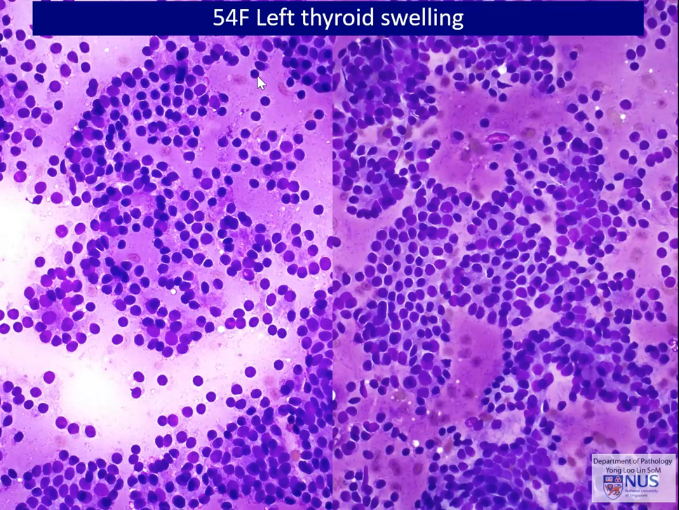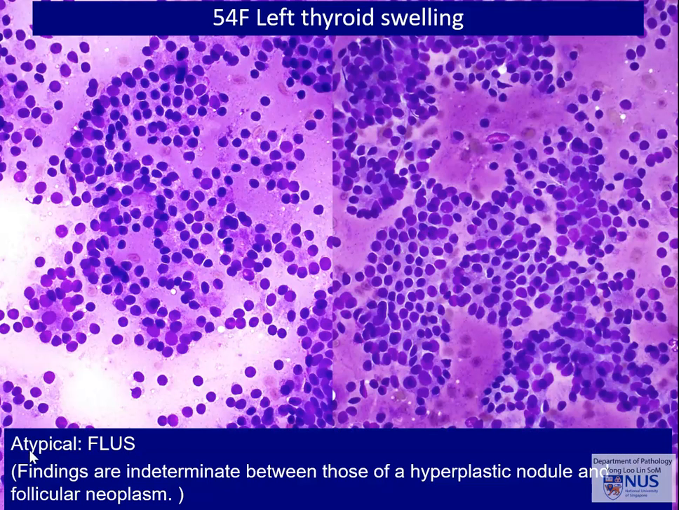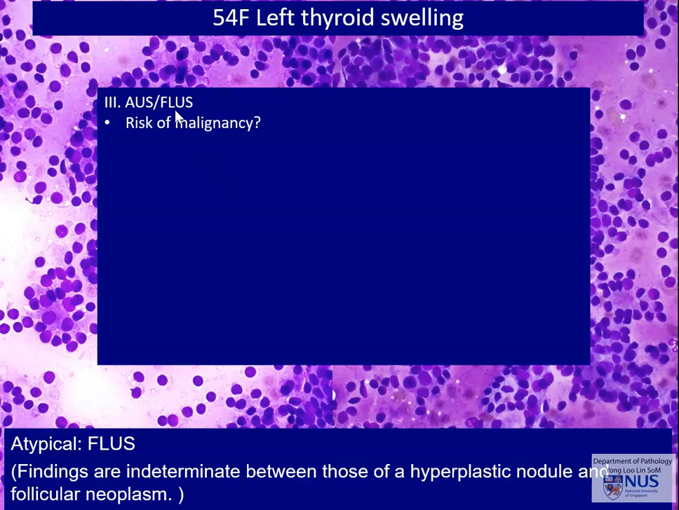The next case is a 54-year-old lady with a left thyroid swelling, and what we see here is a mixture of microfollicles as well as flat sheets. And so it's quite difficult to decide because there seems to be two patterns equally mixed. This would fall into the atypical category or category 3, that of a follicular lesion of undetermined significance, because we can't decide if we are looking at a hyperplastic nodule or a follicular neoplasm. So in this category, the risk of malignancy is about 10 to 30% in the Bethesda system.